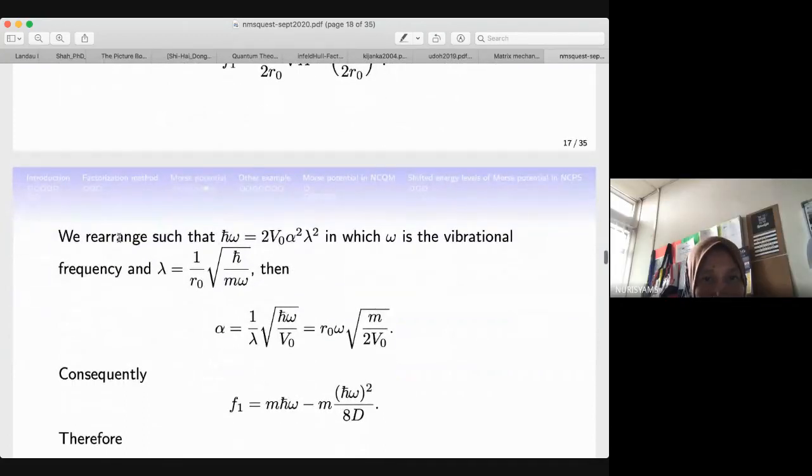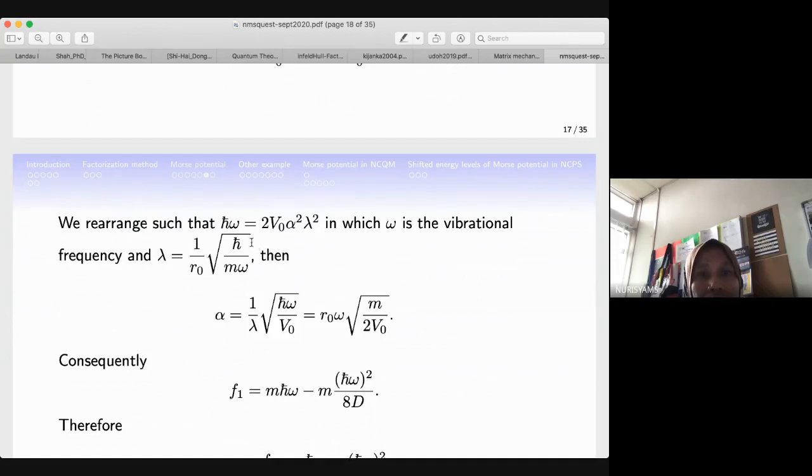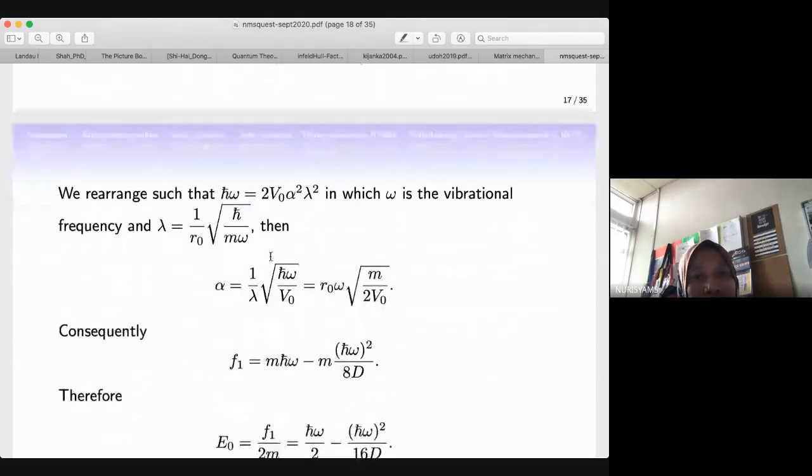Just to make things even simpler, this is a suggestion from the book, from the one that I suggested earlier. You can rearrange with some manipulations of h bar omega, so you can write it in terms of all the parameters involving Morse, in which omega is your vibrational frequency and lambda corresponds to your RE, the equilibrium state distance. Then you can write your alpha in terms of all the known parameters.